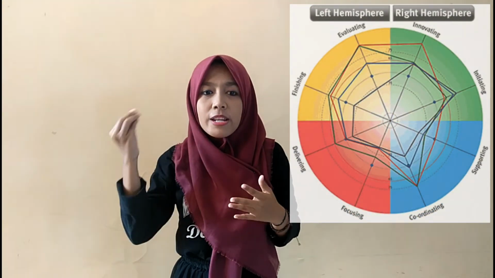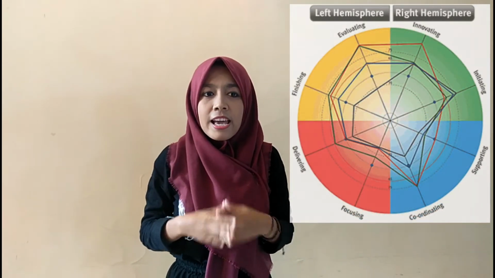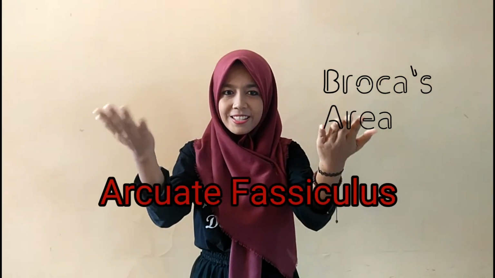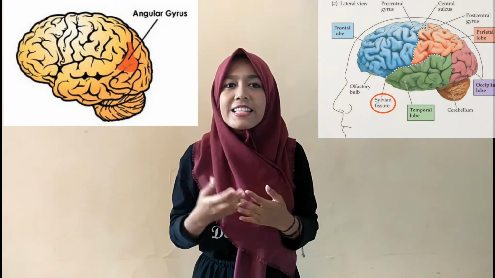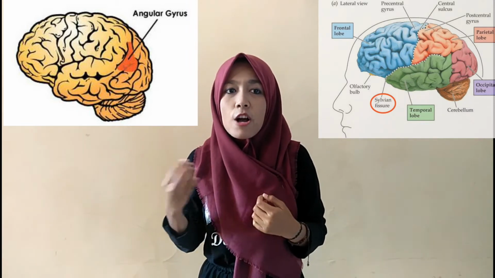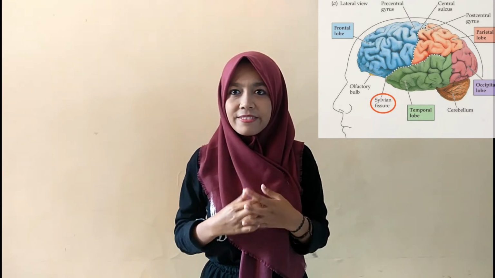The left hemisphere is dominant with regard to language and logical processing, while the right hemisphere handles spatial perception. In the left hemisphere, there are Wernicke's area, Broca's area, and the arcuate fasciculus. And in the cerebral cortex, there are the angular gyrus and the sylvian fissure. A gyrus is the bump appearance on the surface of the cortex, and fissures are indentations that demarcate one part of the brain.